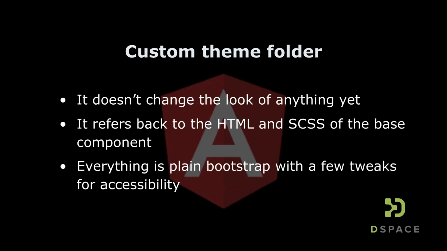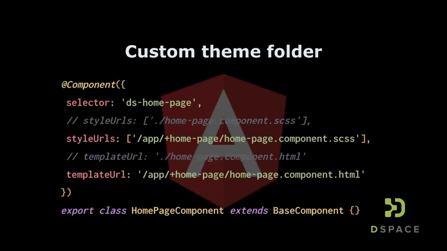Everything in the base theme is plain Bootstrap with a few tweaks for accessibility. So that's the way a template component would look. You have the selector and the style URL. We have a commented out version of the file in the directory with the component, but the in-use version is the actual component CSS file in the main app. So that would mean that this component does absolutely nothing. It just says, go get the original style, go get the original template URL if you use this theme, but you can quickly swap the two and use your own version.